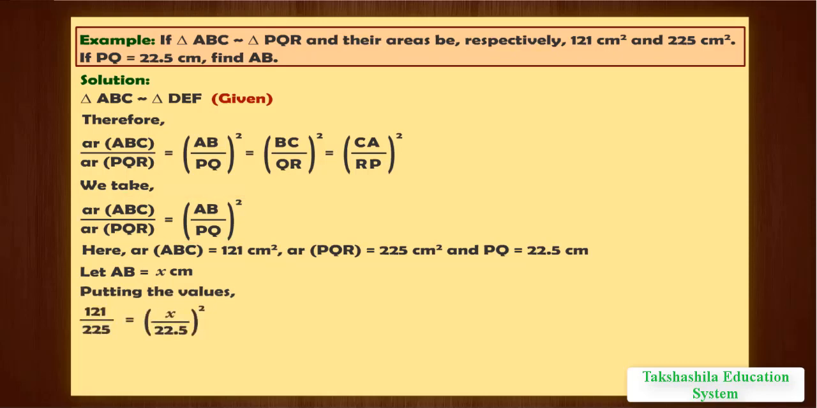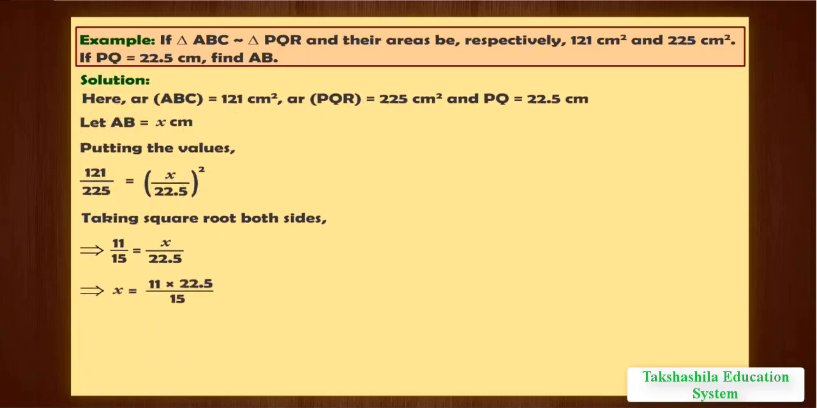Putting the values, we get 121 upon 225 is equal to x upon 22.5 whole square. Taking square root on both sides, we get 11 upon 15 is equal to x upon 22.5. This implies x is equal to 11 into 22.5 upon 15. This gives x is equal to 16.5 centimeters. So, AB is equal to 16.5 centimeters. Let us do one more example.